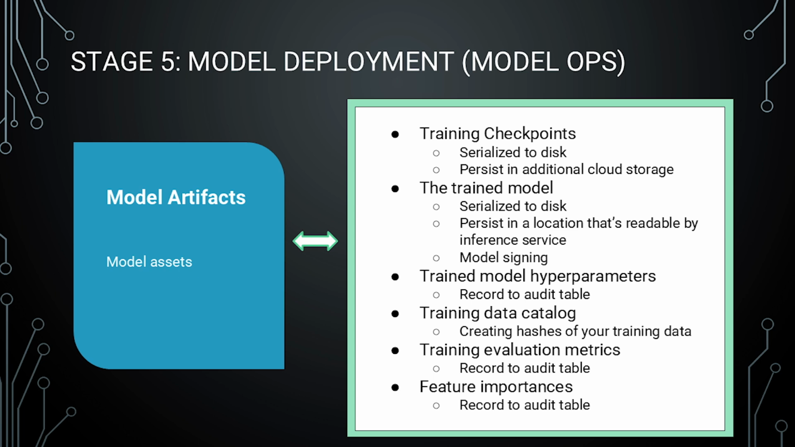Next, we want to record our evaluation metrics to an audit table to make sure that as we retrain, we're getting consistent results from training period to training period. Finally, we also want to make sure that we record our feature importances. Those need to be recorded in our audit table as well. This is going to help you understand if a particular feature is overly weighted or underweighted, or if it's being attacked or exploited by attackers, or if the feature is no longer useful.